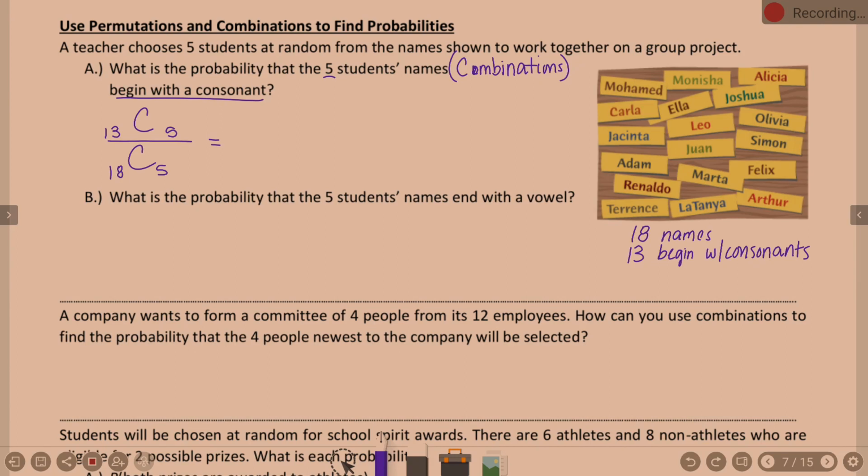So, if I'm doing 13C5, clear your calculator, type in 13, go to the probability menu. I want NCR, so I'm going to arrow to the right, hit enter. Notice it says 13, NCR, what's my second number? 5. Hit enter. What do we get?